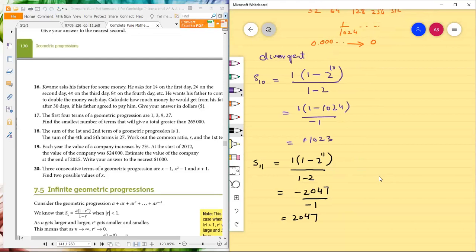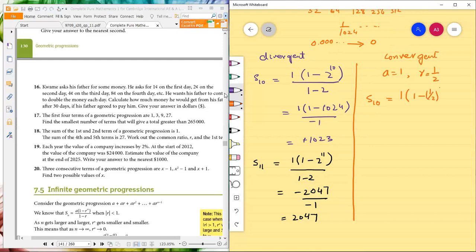But for a convergent sequence, now look at this phenomenon. For the convergent sequence, A was 1 while r was 1 by 2. So the sum of 10 terms would be 1 into 1 minus r power n, 1 by 2 power 10, divided by 1 minus 1 by 2, which would become 1 by 1024.